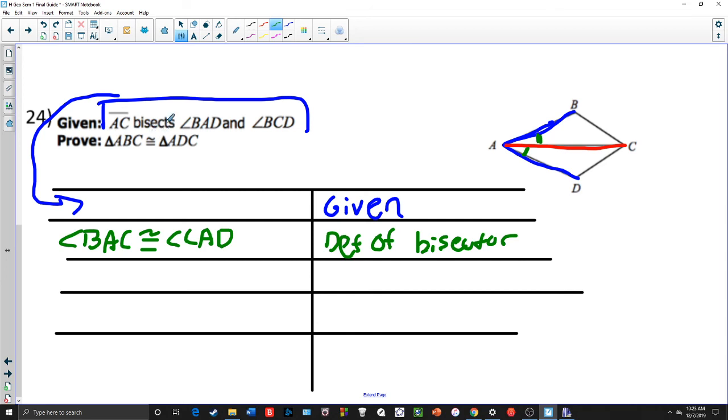Whenever you hear the word bisector, think, okay, something is being cut in half, and the something is whatever comes after the word. So AC bisects BAD. Well, that means BAD has been cut in half, so I should be able to get two angles out of that. Bisecting an angle means you get two angles out of it.